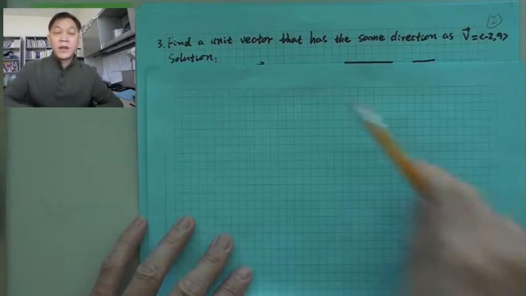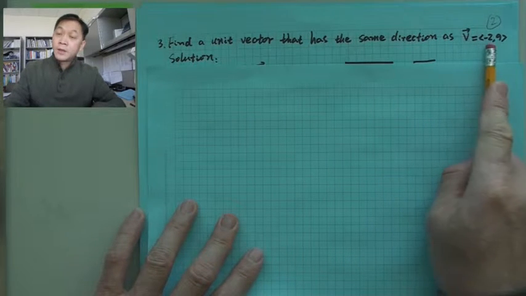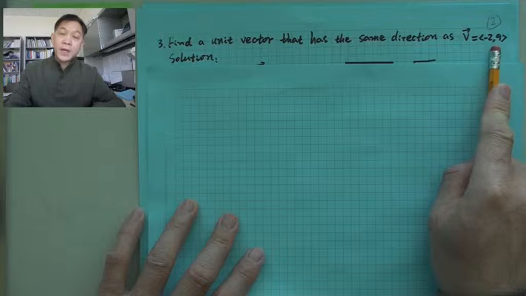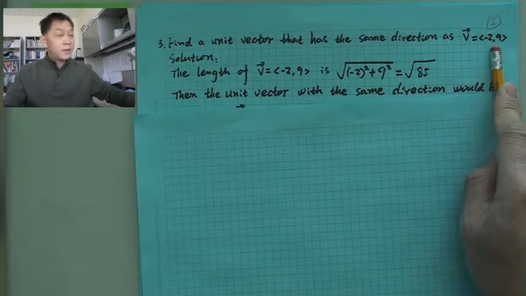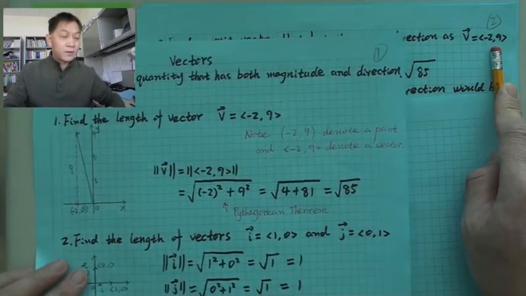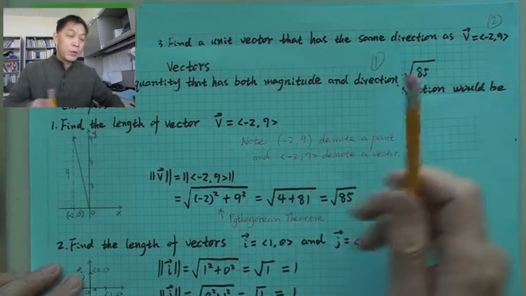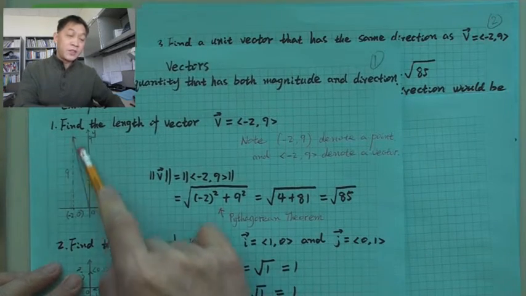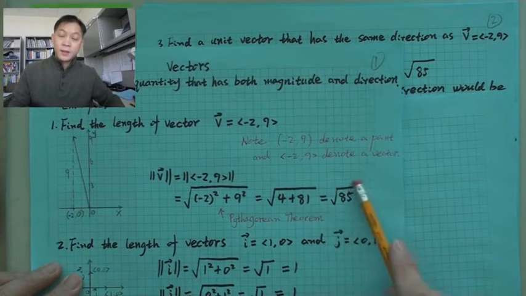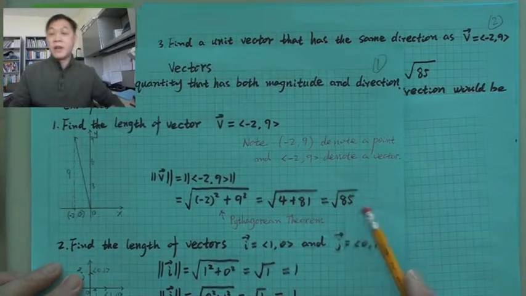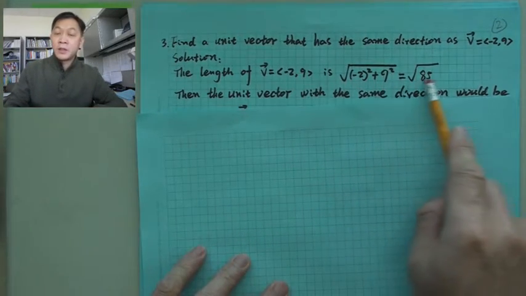Example 3 is to find a unit vector that has the same direction as v, -2, 9. We know v previously is this v. Okay, the same v. Now we want to find a unit vector with the same direction. We know the length is radical 85. We know the length of this one is radical 85.